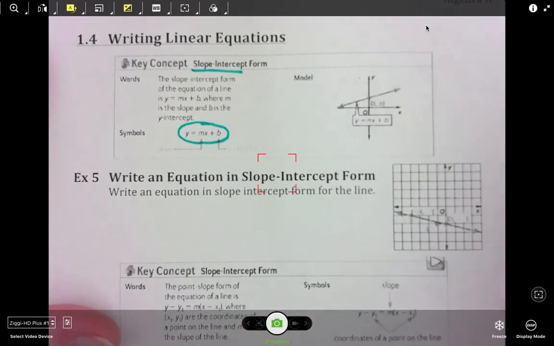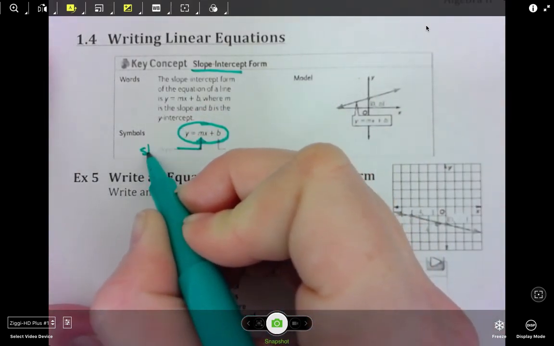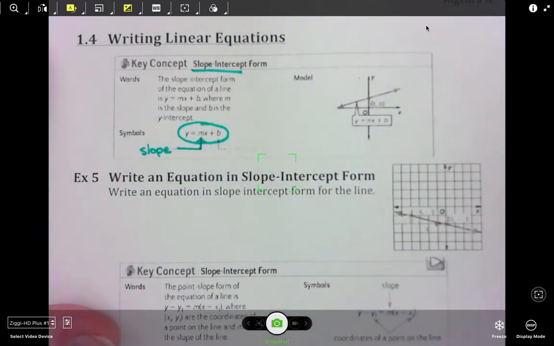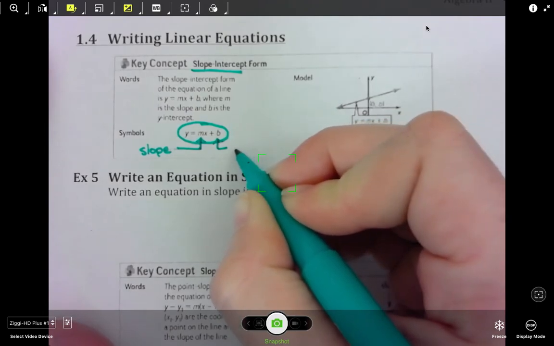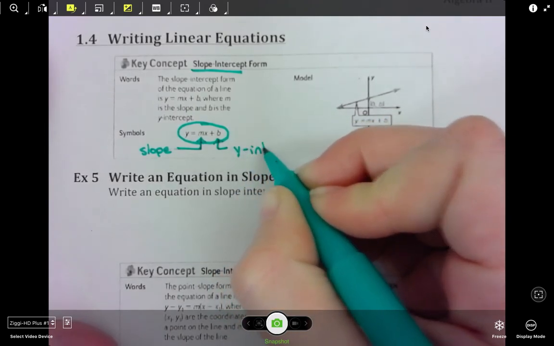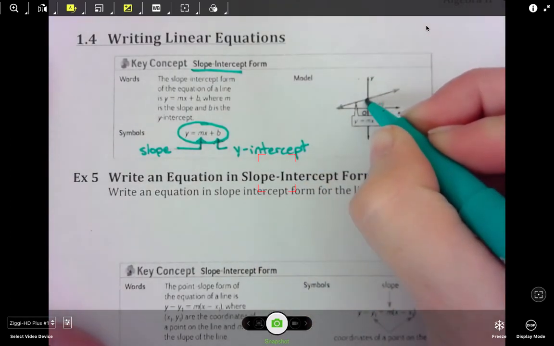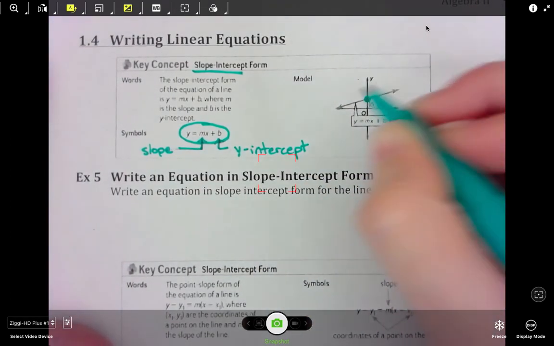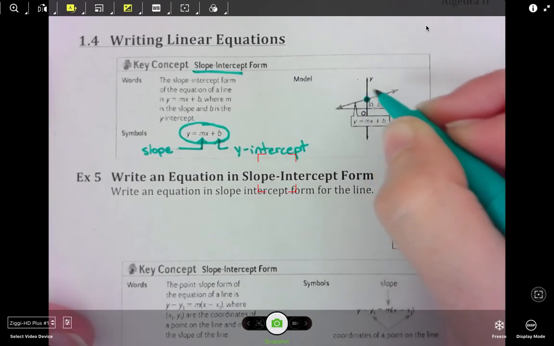M is the slope, kind of like what we talked about in section 1.3. And the b is representing the y-intercept. The y-intercept is where it intersects the y-axis. So like this dot right here on the line, that dot is the y-intercept, and then the slope is the rise over the run.